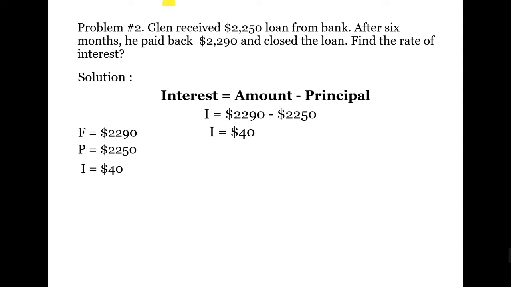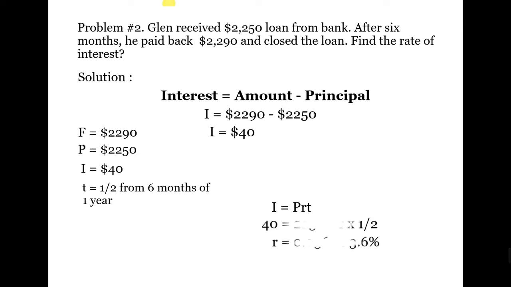Now we need to find out the rate of interest after 6 months. We go back to the simple interest formula. Then substitute the values and the result is equal to 3.6% as the interest rate.